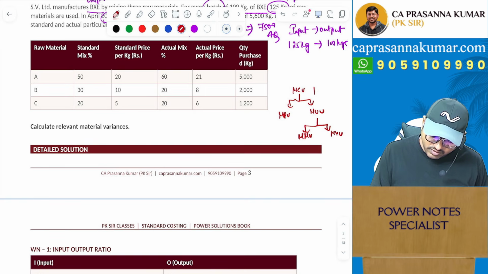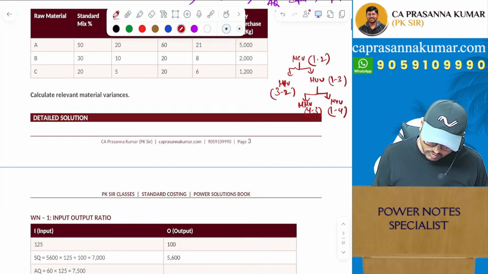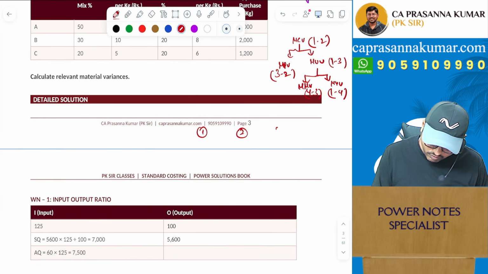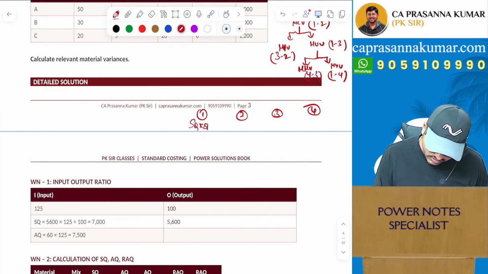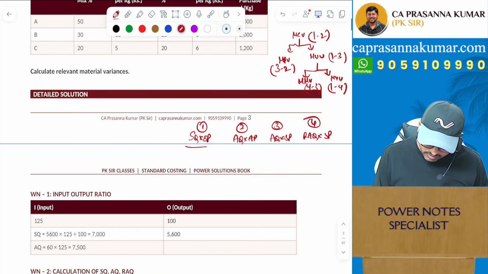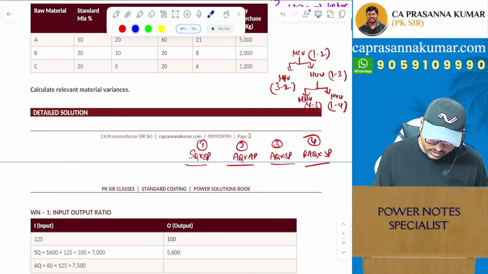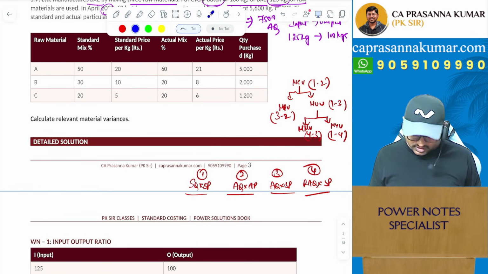What is the formula? 1 minus 2, 3 minus 2, 1 minus 3, 4 minus 3, 1 minus 4. And then you'll be having all the 4 formulas, 1, 2, 3, 4. What is the first one? SQ into SP. Second one, AQ into AP. Third one, AQ into SP. Last one, RAQ into SP. You fill up all this, and automatically all the variances will come. It's pretty easy, right?